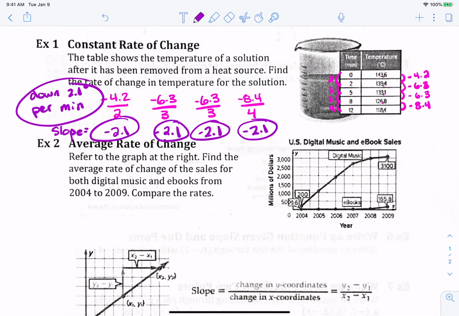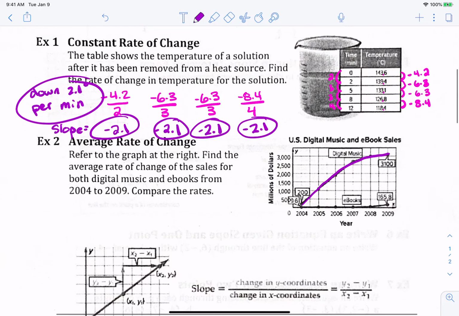So average rate of change, we have two things going on here. This line right here is telling me digital music sales, and they are in millions of dollars. So don't worry about the millions of dollars right yet, okay? They have 2 points that they want us to pick on. Then they're going to have us compare that to the value of e-books. What are e-books? Like Kindle books or whatever. And they have 2 points that they want us to pick on there. So they're saying, look at the sales from 2004 to 2009.